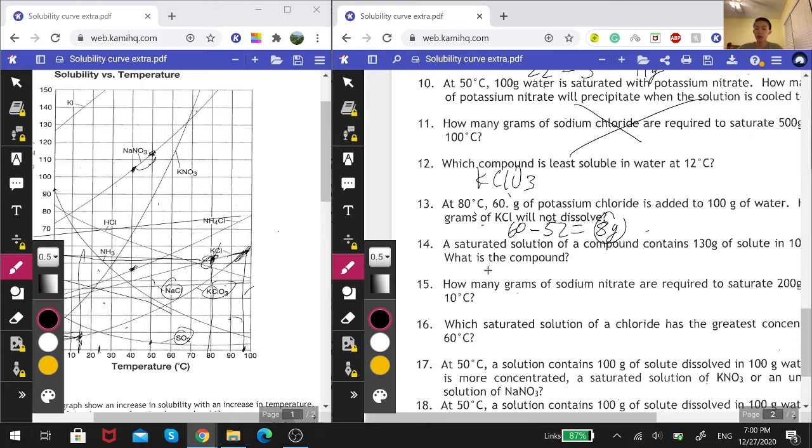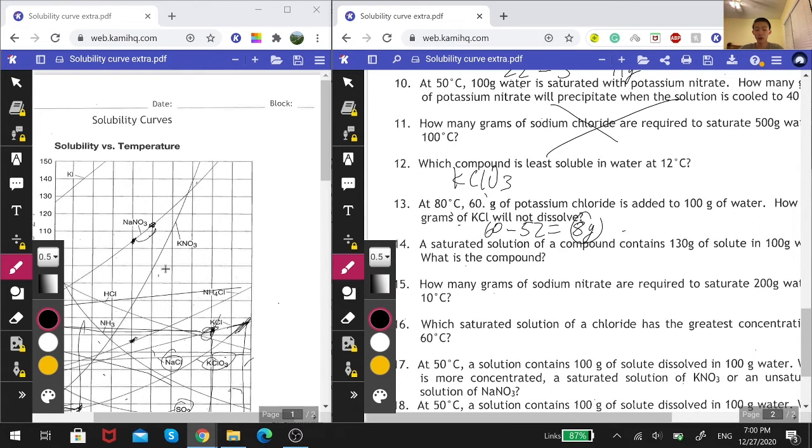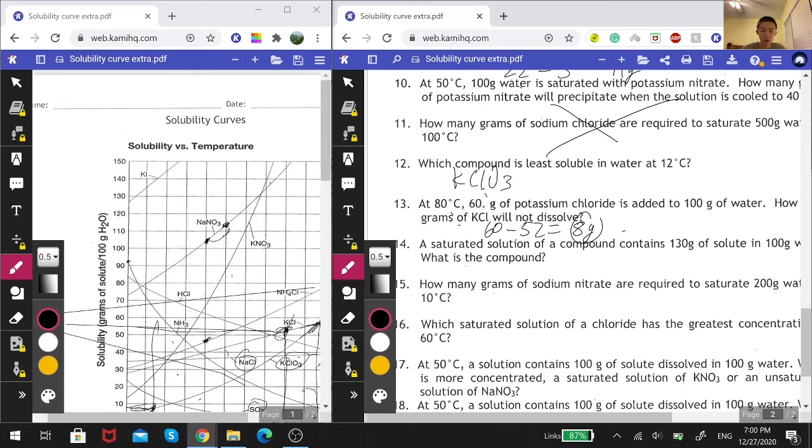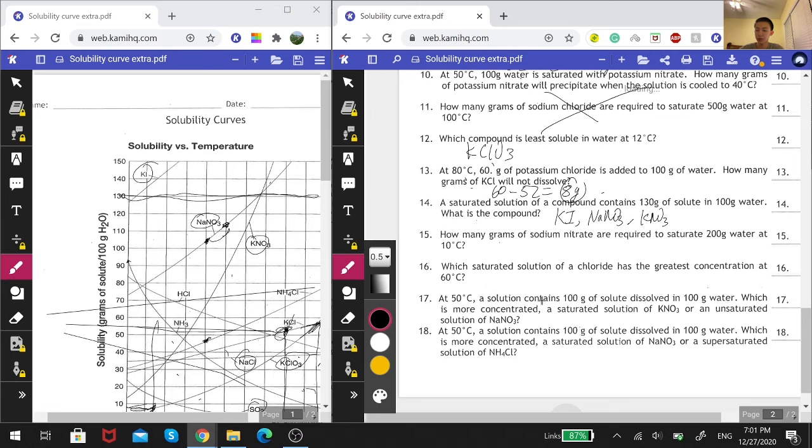Number 14. A saturated solution of a compound contains 130 grams of solute in 100 grams of water. So 130 grams of solute is this line. Whatever the compound is, it has to be above this line. And only 3 substances ever go above these lines. It is KI, NaNO3, and KNO3. So that's our 3 answers: KI, NaNO3, and KNO3. Number 15 and number 16, we're going to skip these as well because they're very similar to the ones we did before.